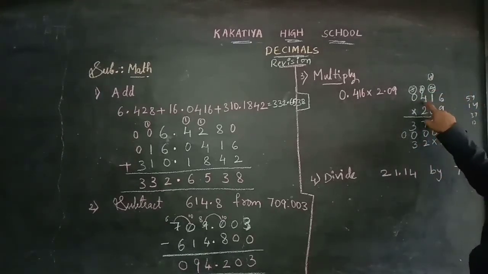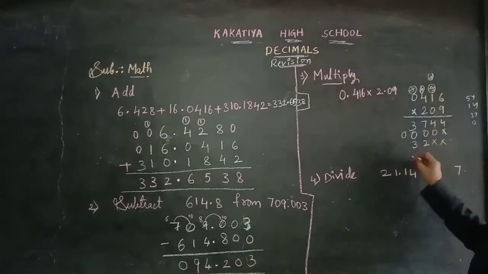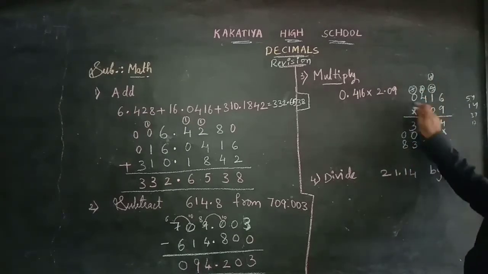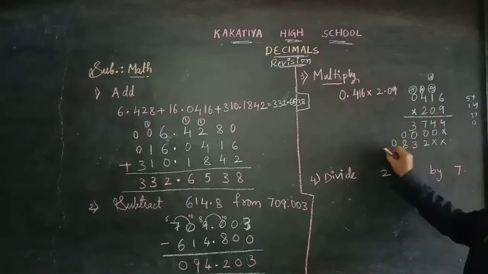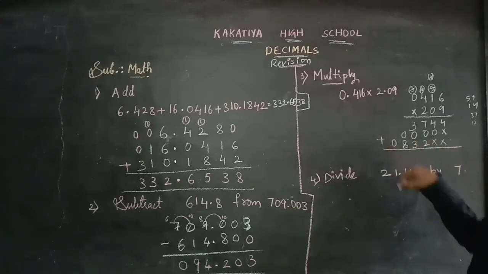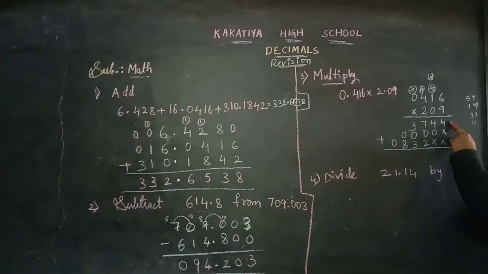Now 2 fours are 8. We don't have a carry here, so as it is 8. So 2 zeros are 0. Come on, let's add all these products. This is the product of the first number by the 9. This is the product of the first number by the 0 and the first number by the 2. Let's add these.